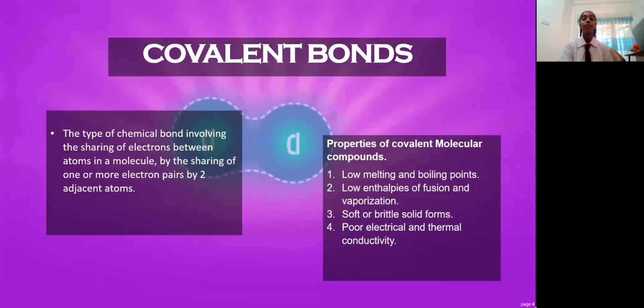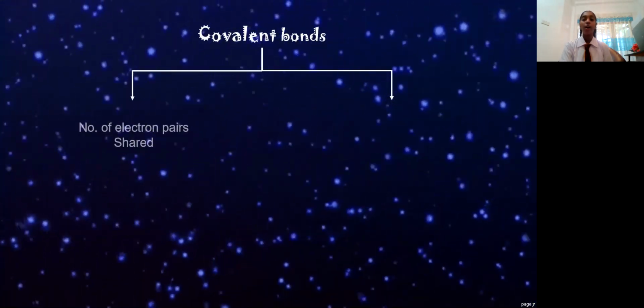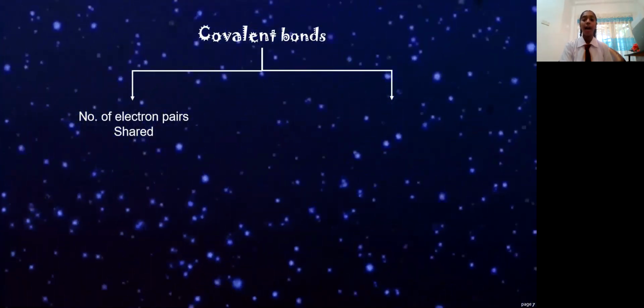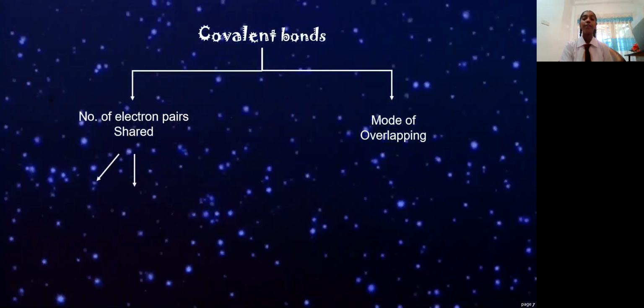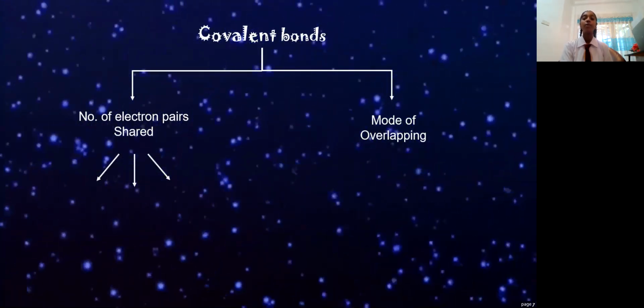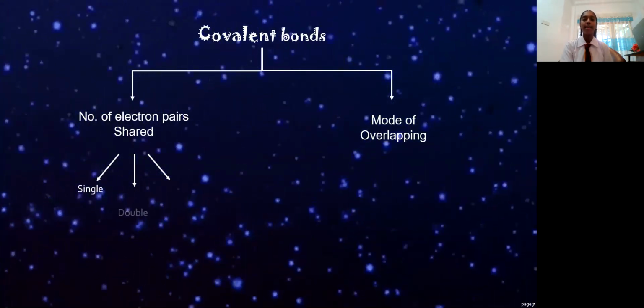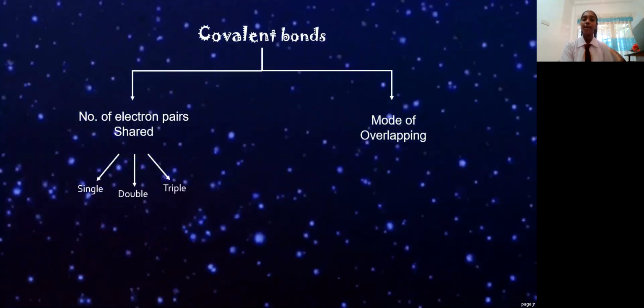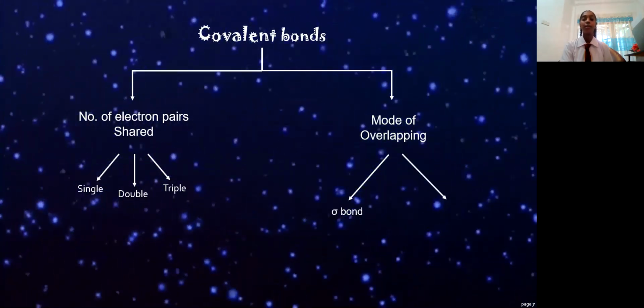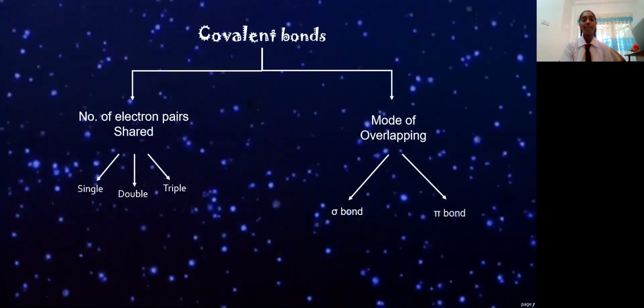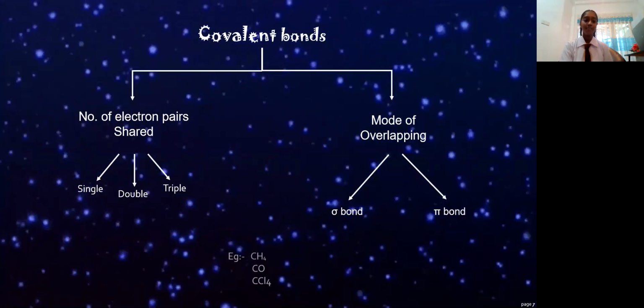Furthermore, if we talk about covalent bonds, are there any classifications? Of course, yes. It is classified according to the number of electron pairs shared and the mode of overlapping. According to the number of electron pairs shared, covalent bonds are classified into three types as single, double, and triple. And when we categorize in accordance with the mode of overlapping, there are two types as sigma bonds and pi bonds. Now it's your turn, Radhipa.